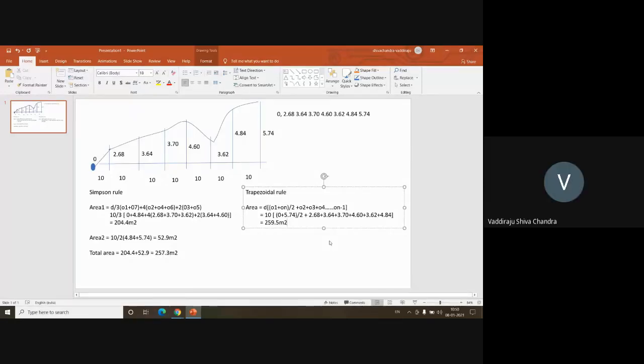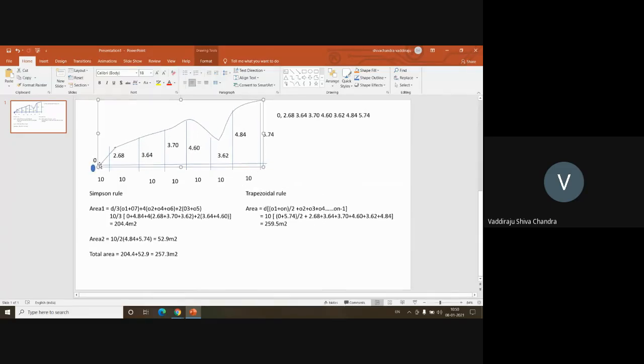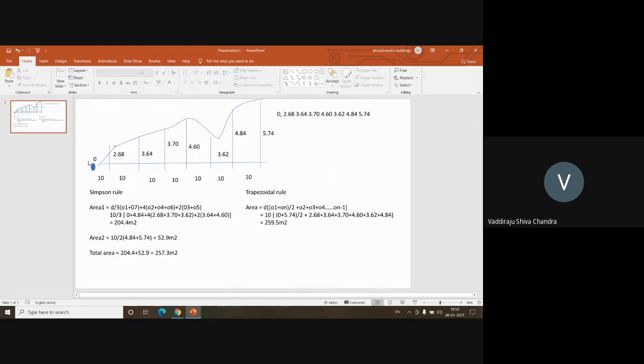So one point you need to keep in mind: even if the first ordinate or first offset is 0 meters, you need to consider that in the calculations. Here there is a 0, but you should not ignore it. You need to consider this also while you are doing the calculations. Okay. So let us try to do one more problem. We have time, right?